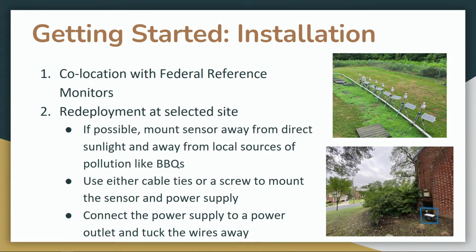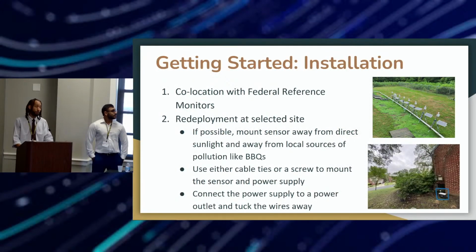So now, before we actually take these monitors and put them out into the community, we do a process called co-location. The purpose is just to make sure that the monitors are running correctly. We take our monitors and put them next to those government monitors that we were talking about earlier. We let them sit there for about 2 weeks and run their process, then come back and check the data to make sure it's accurate based off of what our government monitors are reading for that particular location. And then once that happens, we're able to take it out.